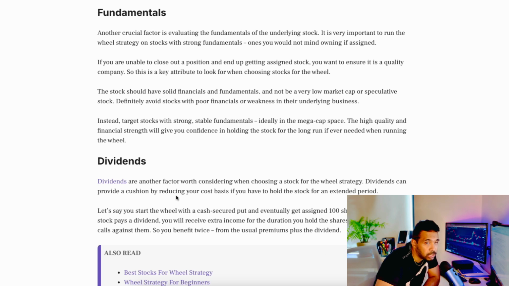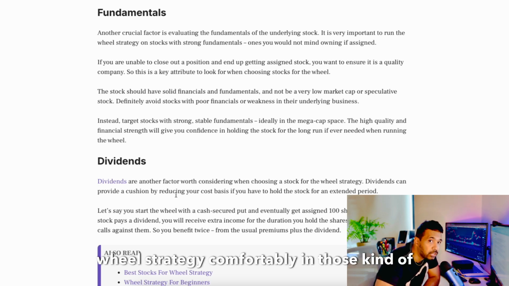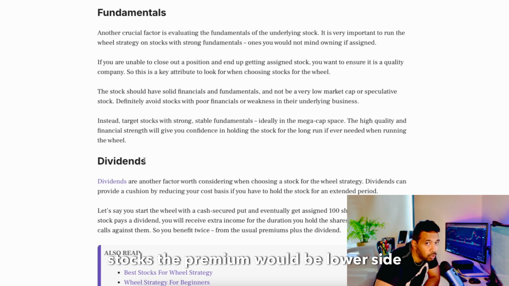They're pretty stable stocks, and you can do the wheel strategy comfortably in those kinds of stocks. The premium would be a little on the lower side.